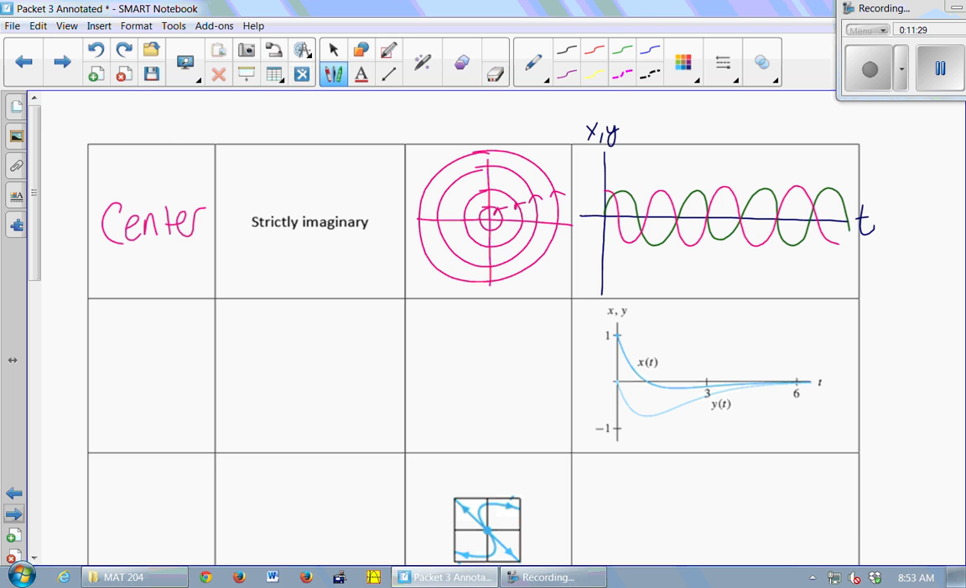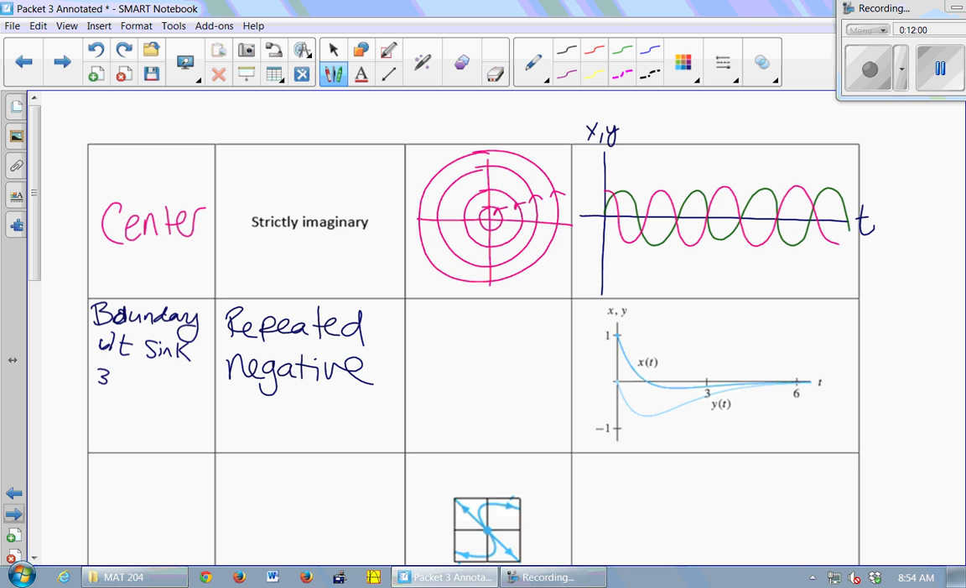So this is a repeated positive or negative eigenvalue? Negative, why? Yeah, it's a sink. It's going to 0. Repeated negative eigenvalue. And this doesn't really have a name. I call it the boundary between sink and spiral sink.